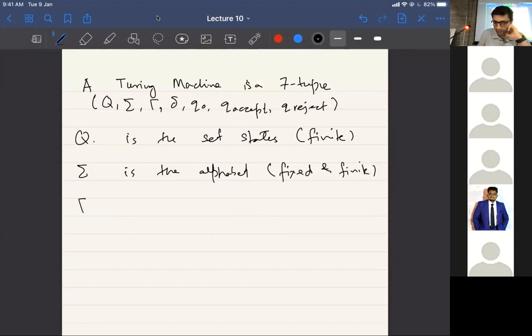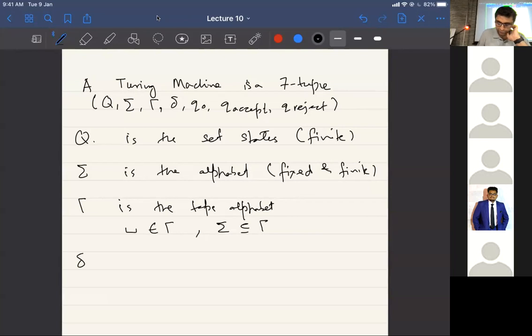Okay. Gamma is the tape alphabet. If you remember what we did with the pushdown automata, it has a very similar definition. And it is again fixed and finite. There are other things which we say: the blank symbol is in the gamma. And sigma, that is the alphabet, is a subset of gamma. Okay.